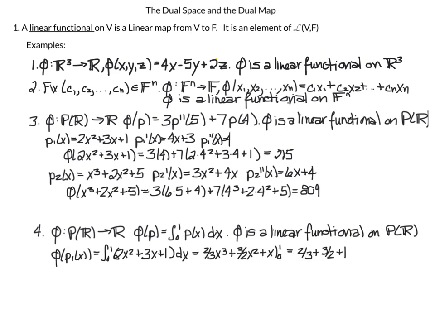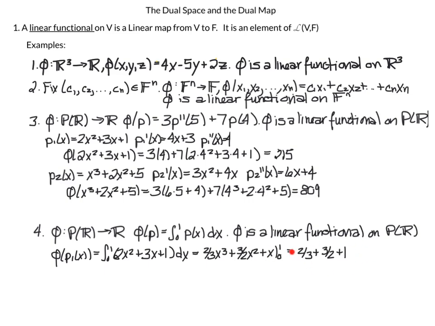I'm going to repeat my examples from the previous Example 3. So phi of p1, I'm going to let p1 still equal 2x squared plus 3x plus 1, but I'm going to plug it into this new phi. So that's going to be the integral from 0 to 1 of 2x squared plus 3x plus 1. So I get 2/3 x cubed plus 3/2 x squared plus x evaluated at 0 and 1. So when you plug in 1, you get 2/3 plus 3/2 plus 1 minus 0 plus 0 plus 0.